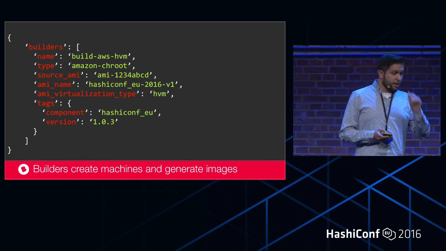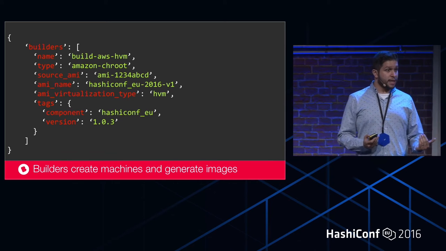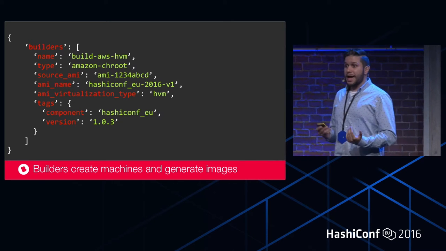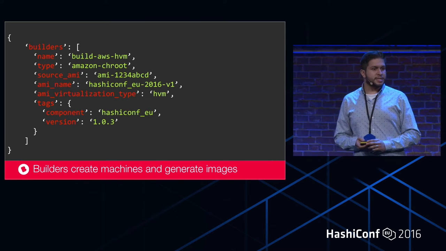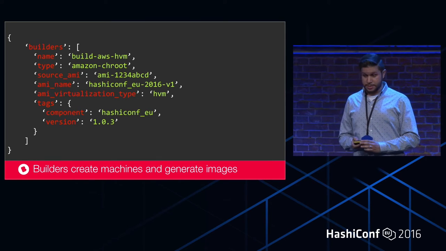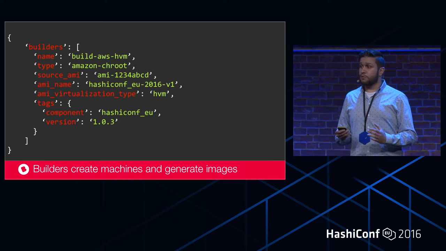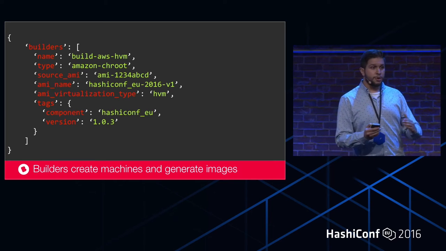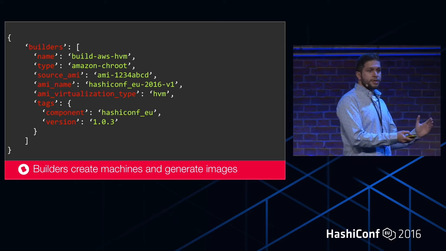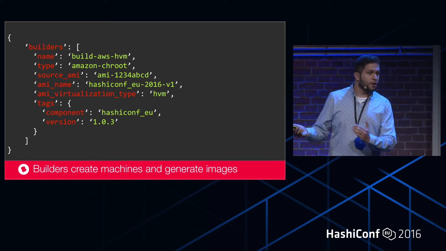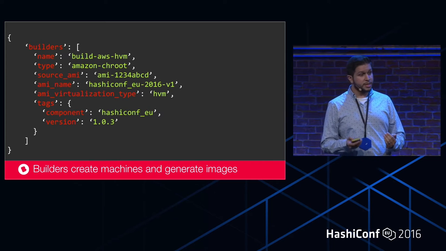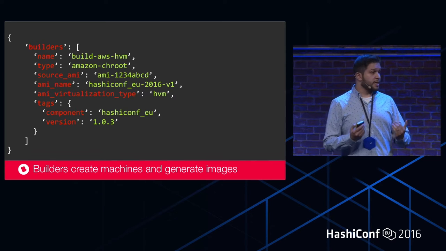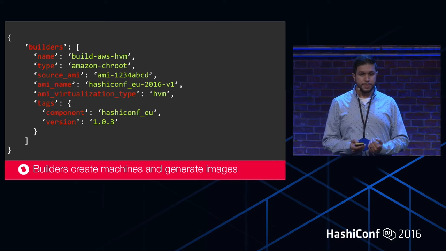So I'm going to give a quick overview of how it works and how a template is made up. So Packer works by you passing in essentially a bunch of JSON. And that JSON can contain one or more builders. Now, the builders are responsible for actually building your images. So it could take a definition for building an Amazon image, a Google image, even a Docker container. So in this case, we're defining a builder to use the chroot builder to build us an HVM AMI.